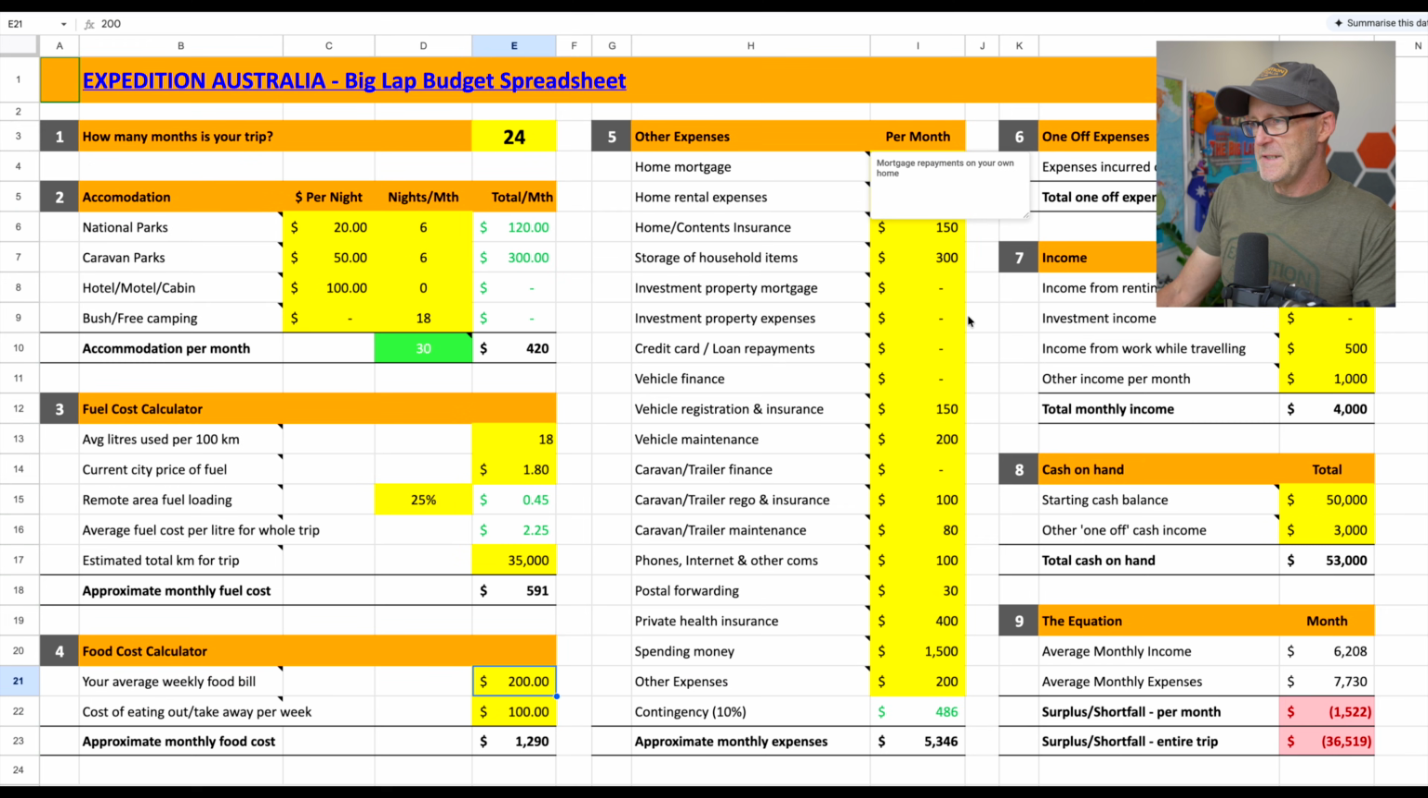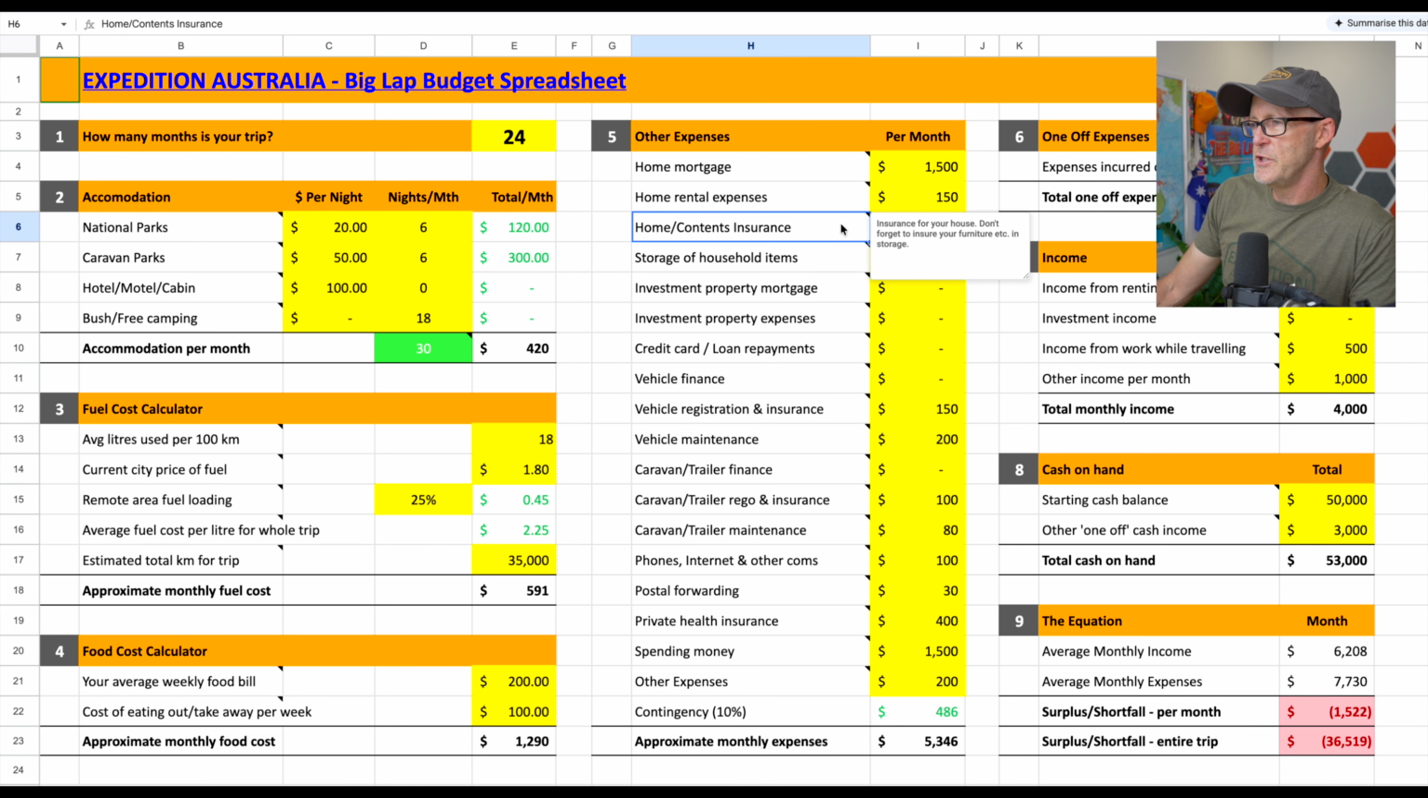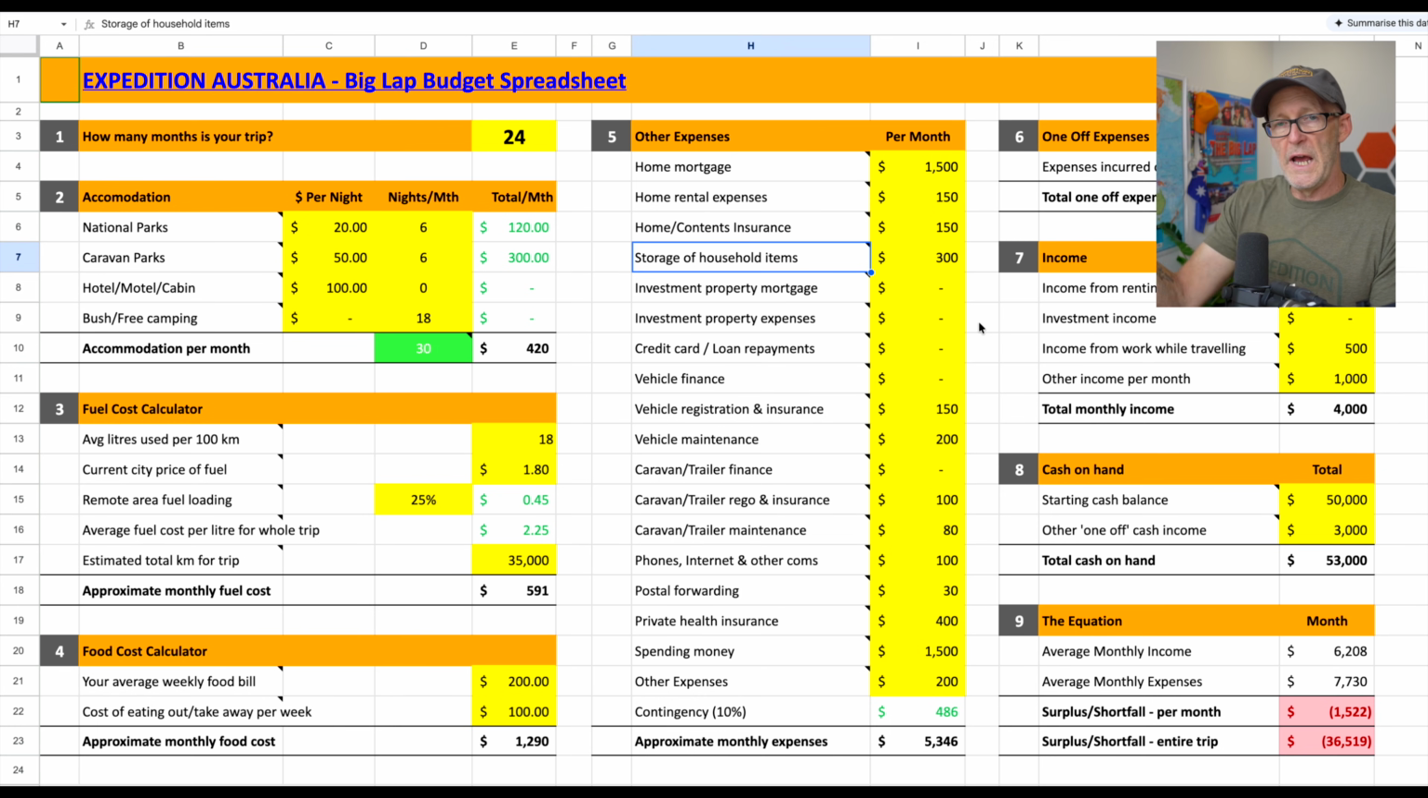Now, in other expenses, this is where you're basically going to cover off everything else, expenses-wise. If you've got a house at home and you're paying a mortgage, well, then what's your monthly mortgage amount there? If you're renting out your house, what are the agent fees and maintenance and things like that? What's your home content insurance, storage costs, because you might have packed up all your house into a storage shed or something like that, and you're paying for storage there.